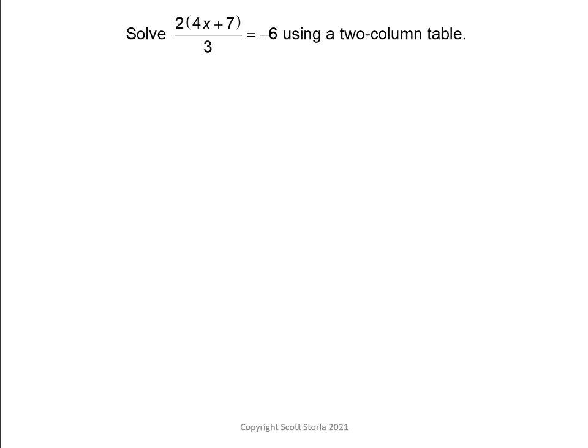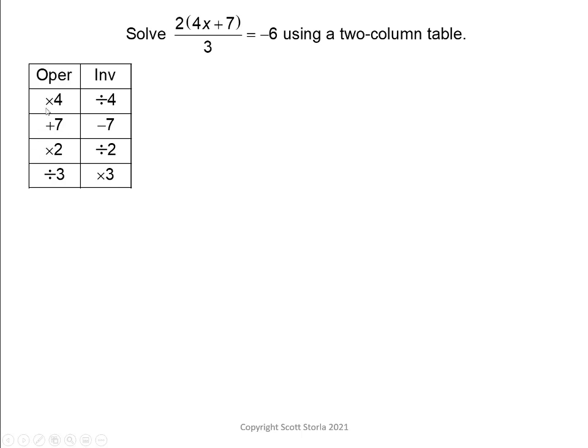How about here? If x was a number, we would multiply by 4, add 7, multiply by 2, and then divide by 3. We'd have to multiply by 4 and add 7 first because of the parentheses. So here's our table and our inverses.